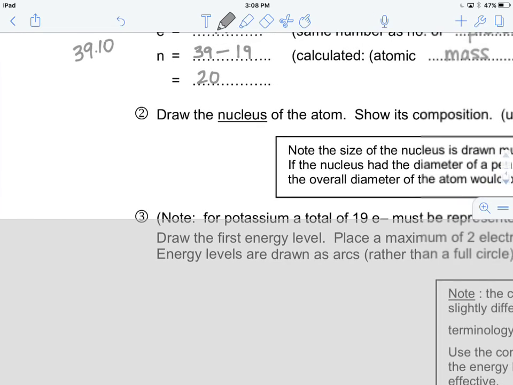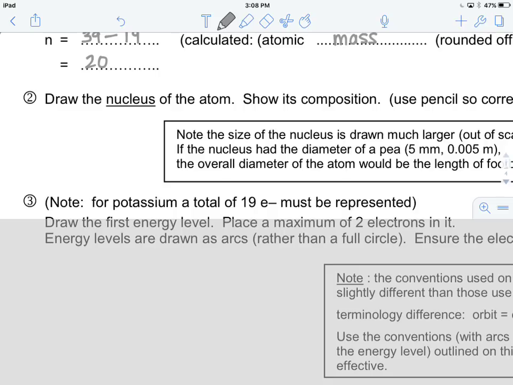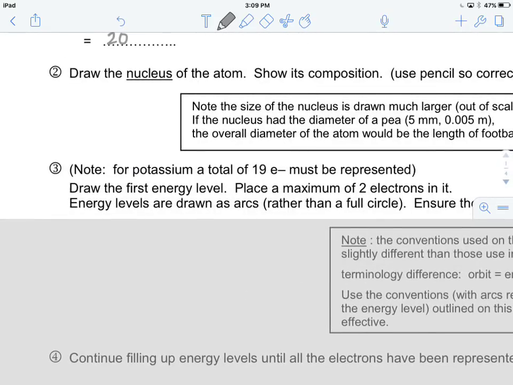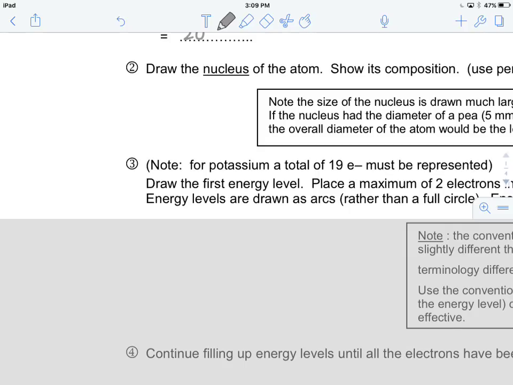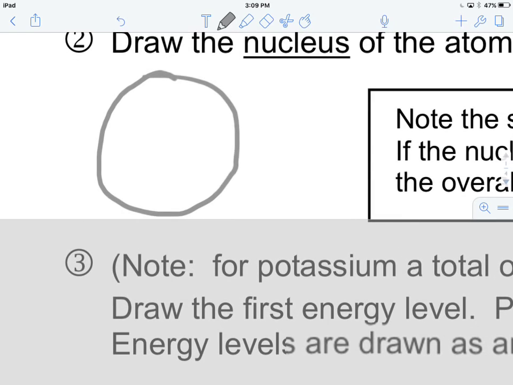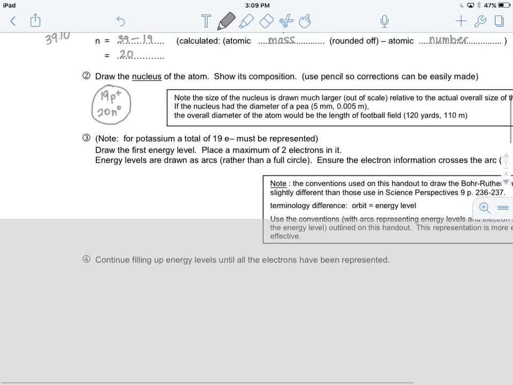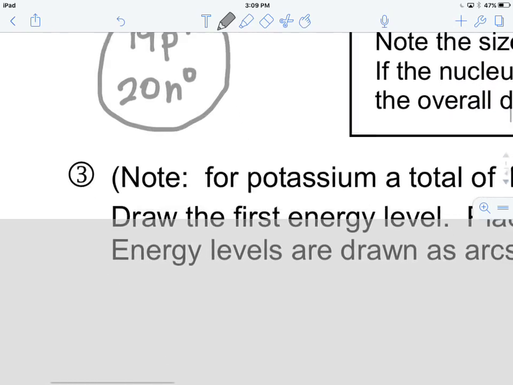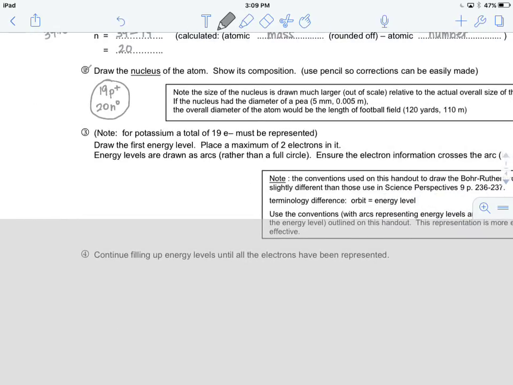Now next we draw the nucleus of the atom. Use pencil so that corrections can be made. Here's an example of how we draw the nucleus. The nucleus is a little circle like this, and then inside it, we write the number of protons and the number of neutrons. So we can write 19 protons and 20 neutrons. And that's how we do it. That's what a nucleus looks like. So that's step 2. We've drawn the nucleus, and we know that neutrons and protons are in there because that's what goes inside a nucleus. We learned that in the last lesson.